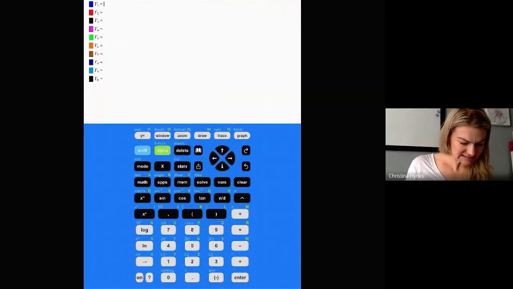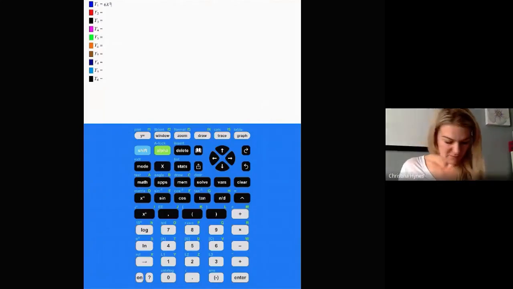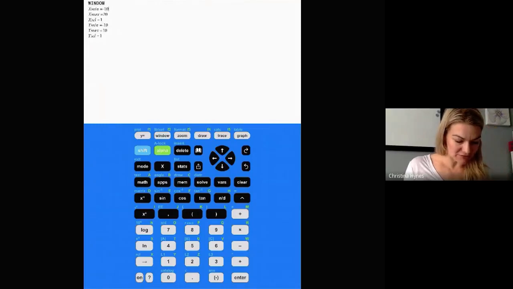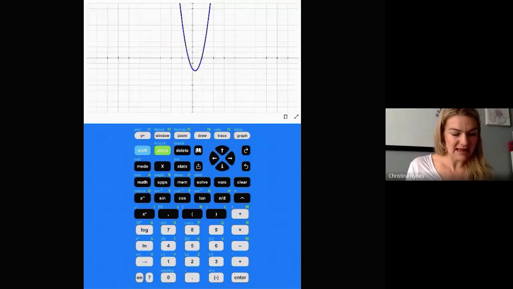So the first one is 6x squared minus 3x minus 2. So our window, I'm going to use the standard window for all of these quadratic functions. That will change when we get to questions 2 and 3, but for these ones, the first question, it should be just the standard window. Graph it, and then that should be your quadratic function.